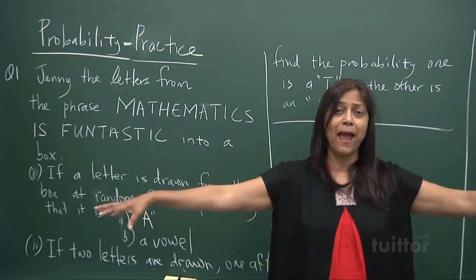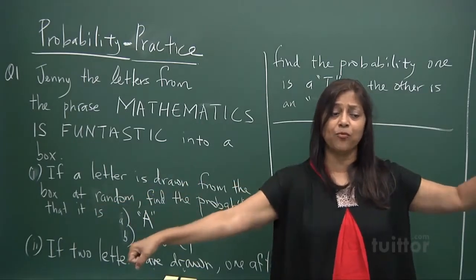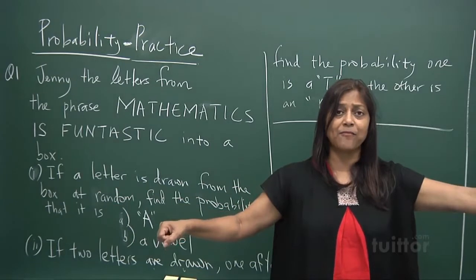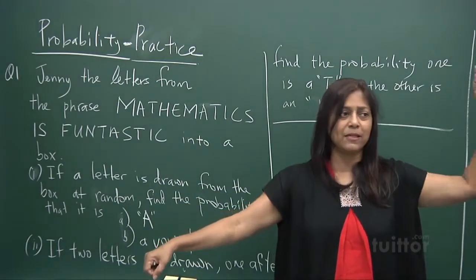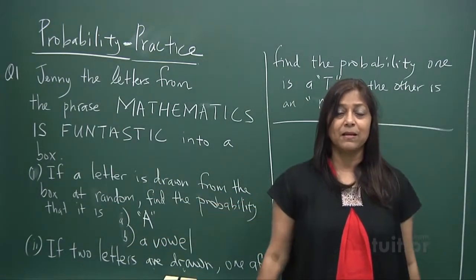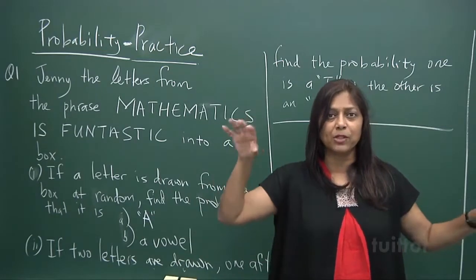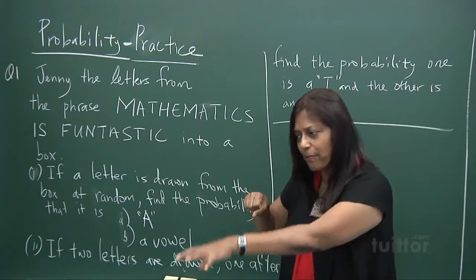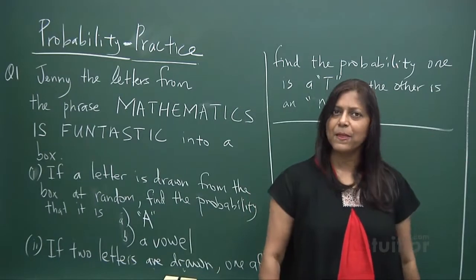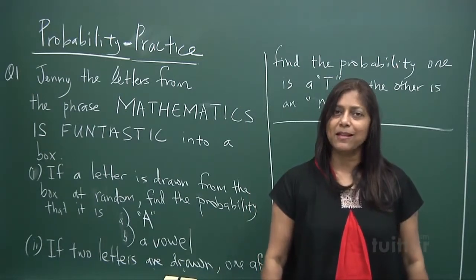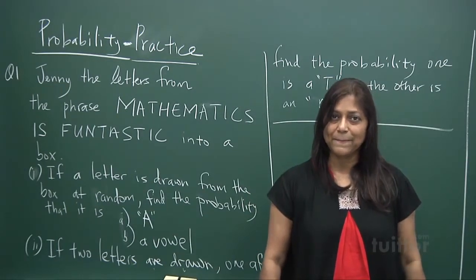But if I have two different bags, it's different. What's the probability of getting a 2 from this bag? The probability of getting a 5 from this bag? I just add this probability and this probability. But if I want to get a probability of a 2 followed by a 5, okay? So that's how you do it.